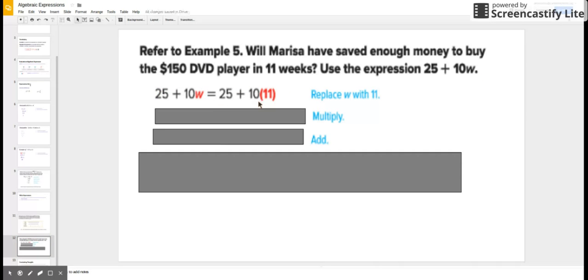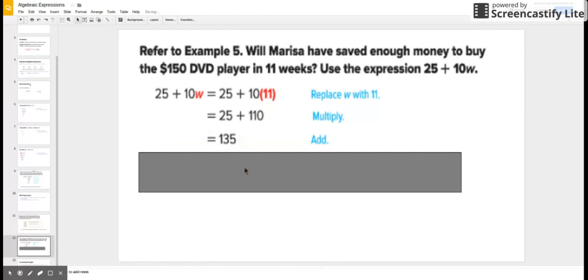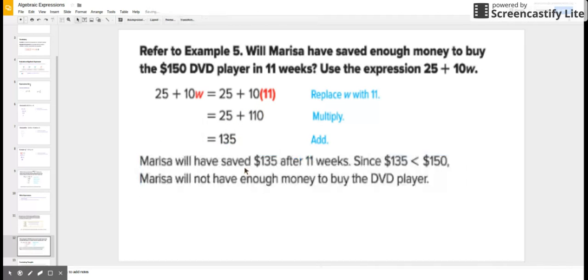So 25 plus 10 times 11. 10 times 11 is 110, plus 25. Now we're just going to add to get 135. So Marissa will have saved $135 after 11 weeks. Since $135 is less than $150, Marissa will not have enough money to buy the DVD player.